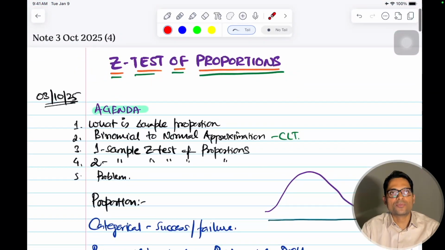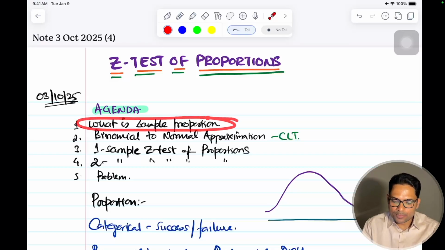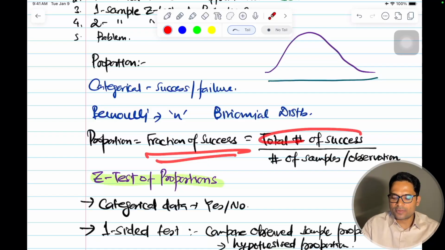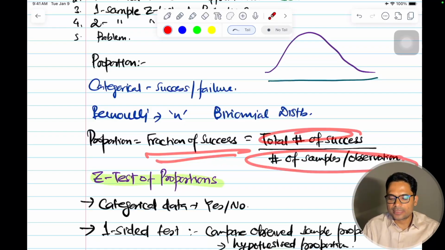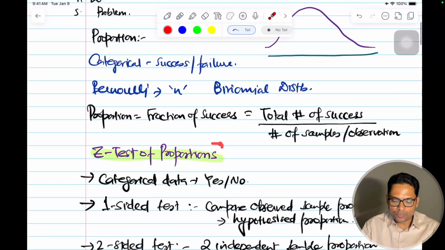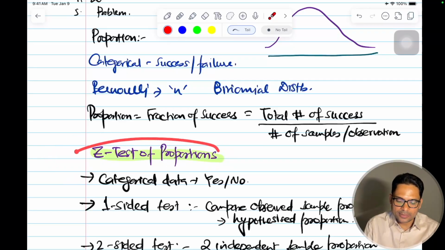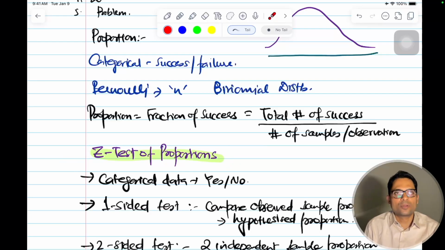In this video, let's do a quick recap of what we have done, summary. So we understood what is sample proportion. Sample proportion is fraction of success, that is total number of successes divided by number of samples. And when is Z test of proportions required? When we have categorical data. Generally for T test or Z test, we have numerical data 1, 2, 3, 4, where we can compare. But what if we have success, failure, yes, no, male, female, defect, no defect kind of things. So there, this is categorical data, and there Z test of proportions is required.